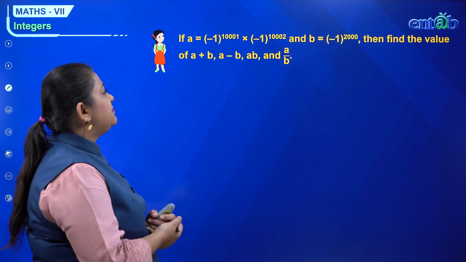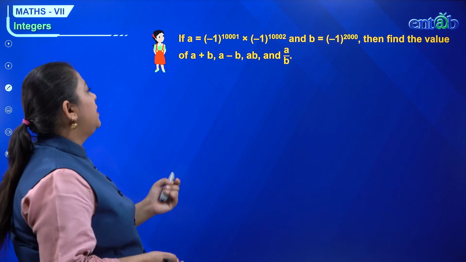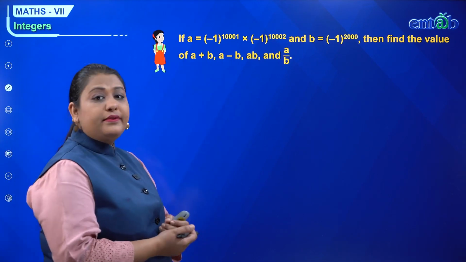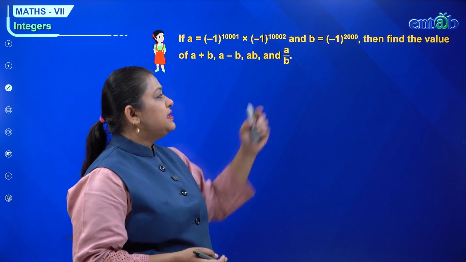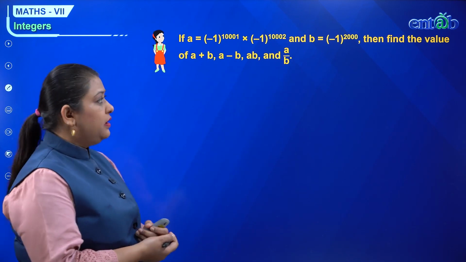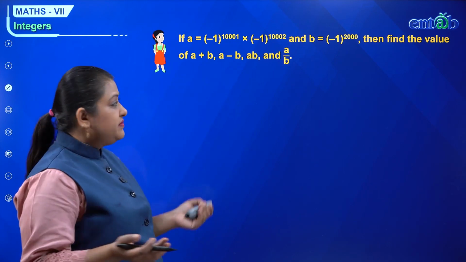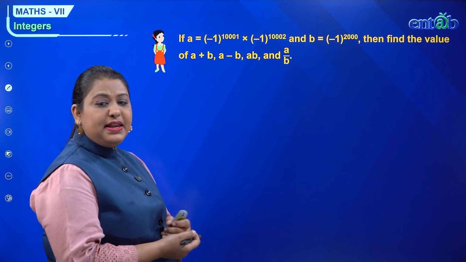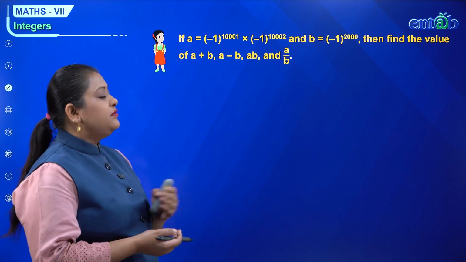If A is minus 1 raised to the power 10,001 multiplied with minus 1 raised to the power 10,002, and B is minus 1 raised to the power 2,000, then find the value of A plus B, A minus B, A times B and A divided by B. So these are the 4 values we need to figure out.